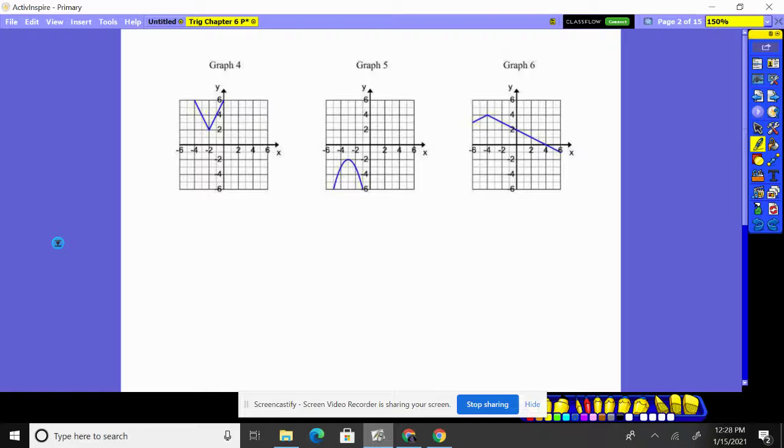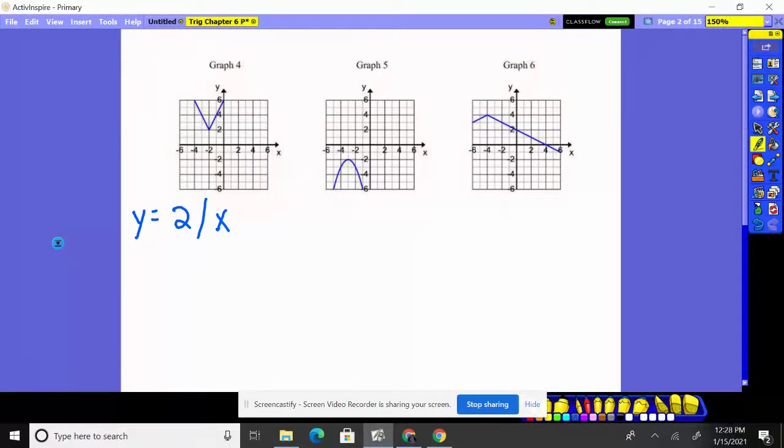Number 4, it's an absolute value. It's facing up. So it's going to be y equals. Now, I do have to pay attention on absolute values. I want you to pay attention to the slope. It appears to go up 2 units over 1 unit. So it has a slope of 2. So I'll put that first.